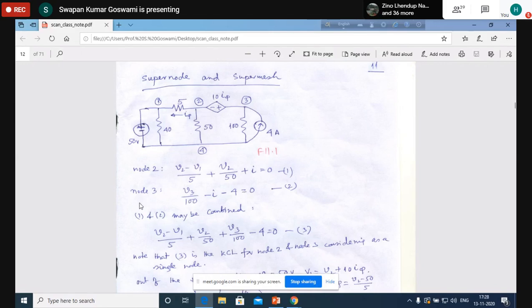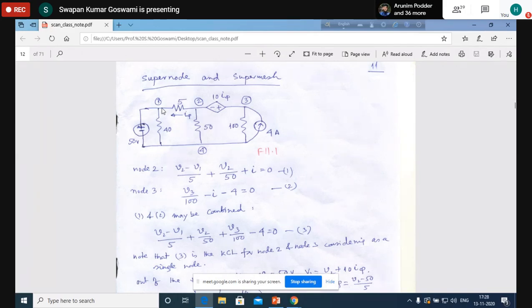So what can we do? We can write equations at node 2 and node 3, and for node 1 we are not writing any equation. Why not? Because if you are interested in the node voltages, for node 1 the solution is already known. The voltage at node 1 is 50 volt. That's why we need not write any extra equation for it.